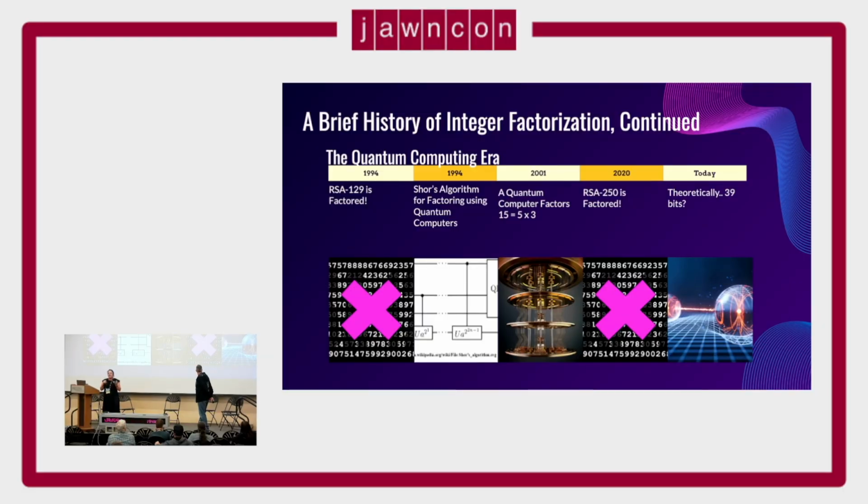In 2020, continuing with the trend, RSA 250 was factored. And then today, the most recent thing I can find is that theoretically, quantum computers exist that can factor 39-bit integers. IBM has a quantum computer lab online. You can go to the website, create an account, and run Shor's algorithm on an actual quantum computer. You can actually factor slightly larger numbers than 15, more like 51. That kind of thing, but that's about it. But it actually runs on an actual quantum computer. You could do that yourself from home.